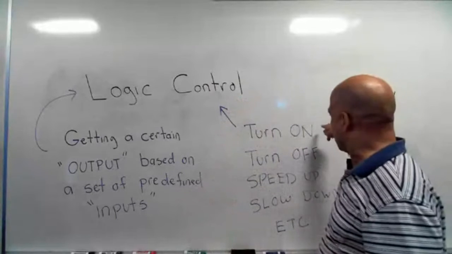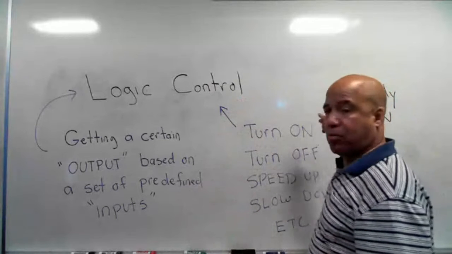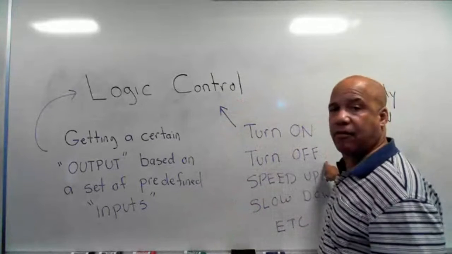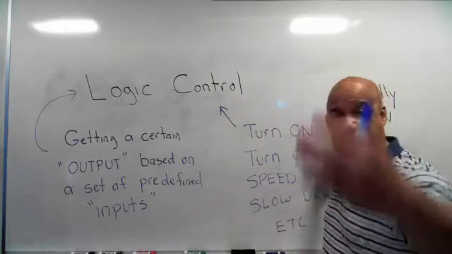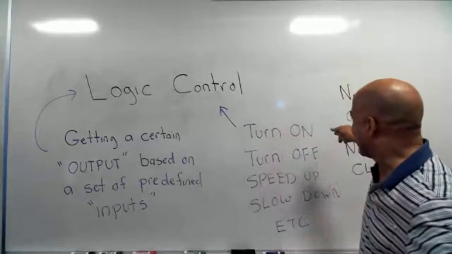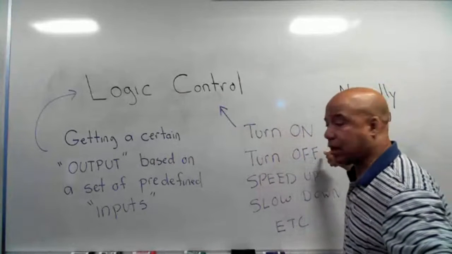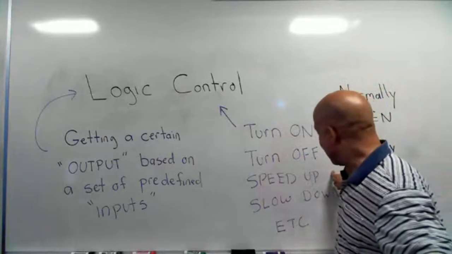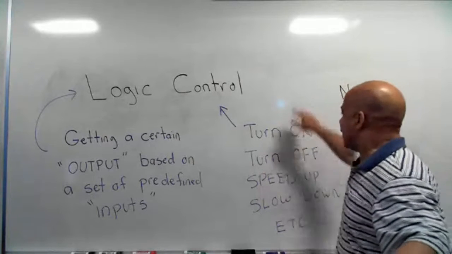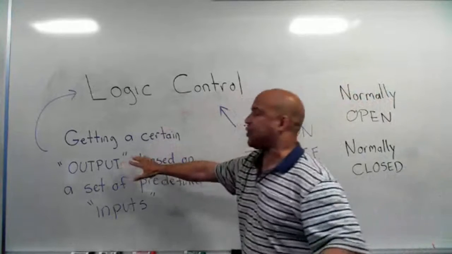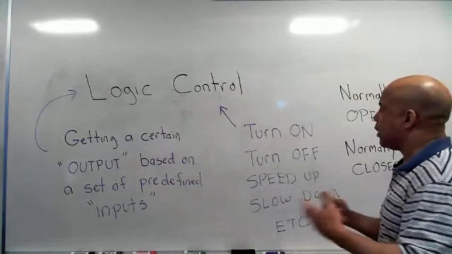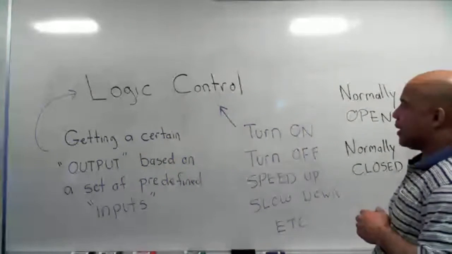Let's say a light bulb. I can turn the light bulb on. I can turn a motor on. I can turn a device on, or I can turn the device off. By control, what I mean is I have some machine or device or process or system. I can turn it on, turn it off, speed it up, slow it down, and so on. I can do these things based on certain input conditions. I want to show you what I mean by that.